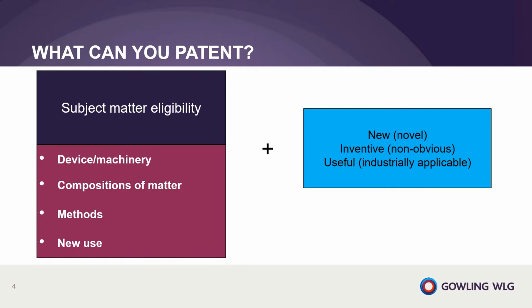In addition to being patent eligible, the invention must also be both new and non-obvious given what was previously known to the public. Finally, the invention must be useful. These three conditions are frequently known as novelty, non-obviousness or inventive step, and industrial applicability. We will talk more about these in the next slide.